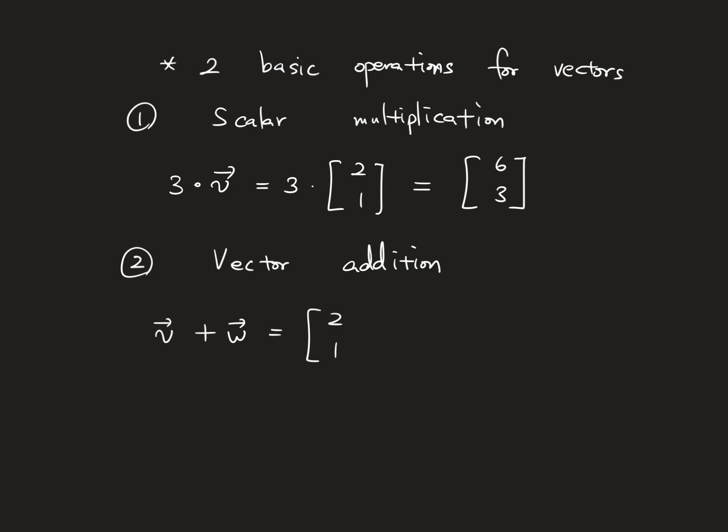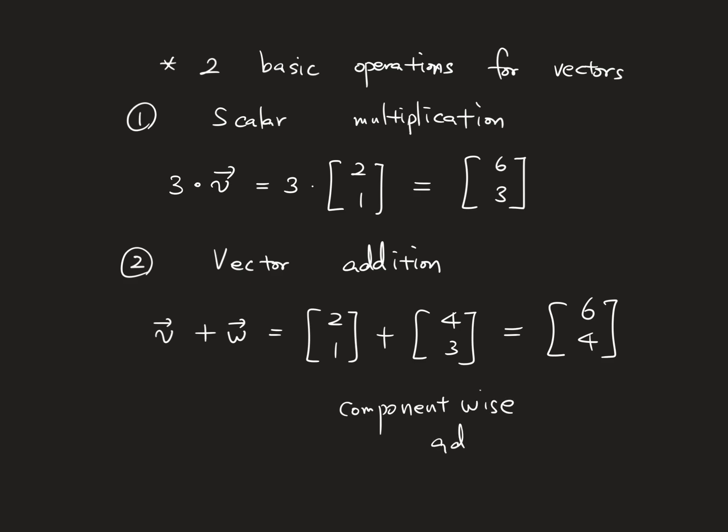Take the vectors (2, 1) and (4, 3). The addition of the two vectors is (6, 4). It's very easy because you can do vector addition just component-wise. This is vector addition.